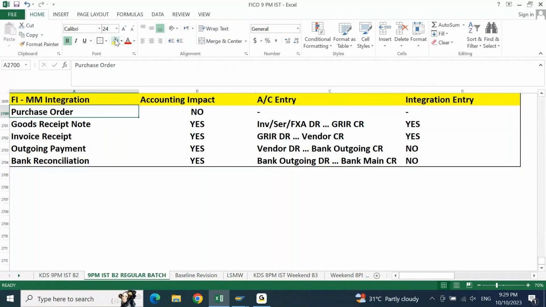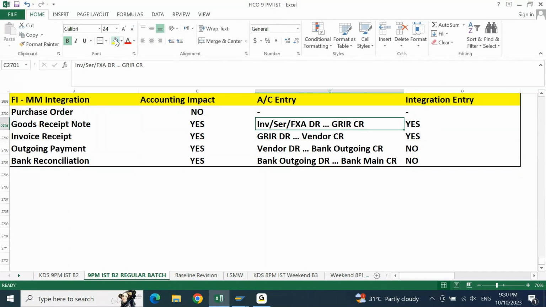So FIMM integration I am writing as purchase order, goods receipt, invoice receipt, outgoing payment, bank reconciliation. For purchase order, I am telling there is no accounting impact. For goods receipt, yes, there is an accounting impact. Invoice receipt, yes. For outgoing payment, yes. For bank reconciliation, yes. When you're talking about accounting impact, you're talking about debit credit journal entry. When you're talking about no accounting entry, no debit, no credit is recorded. Now, purchase order, since there is no accounting impact, no journal entry.